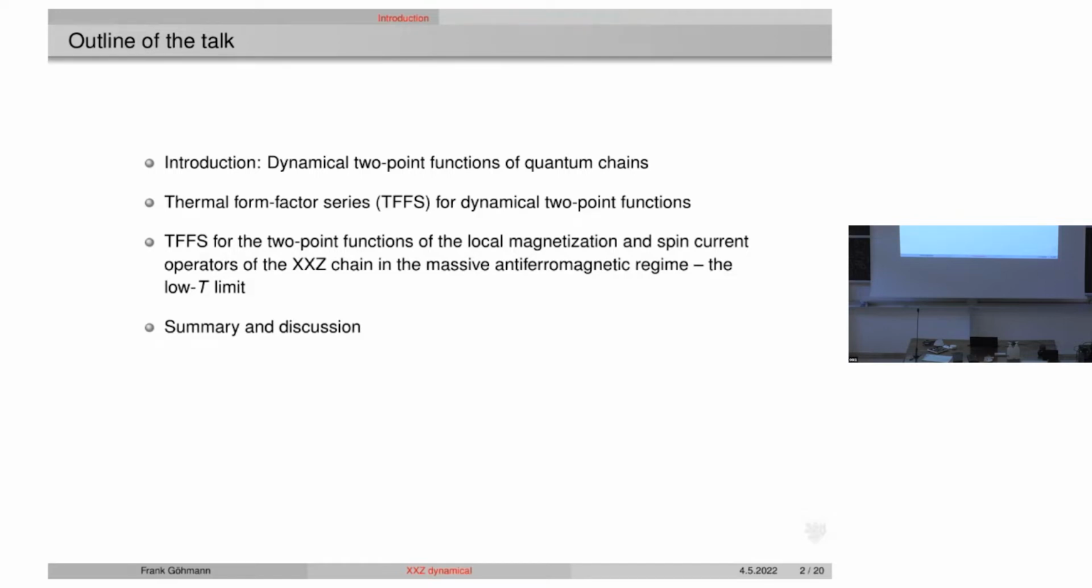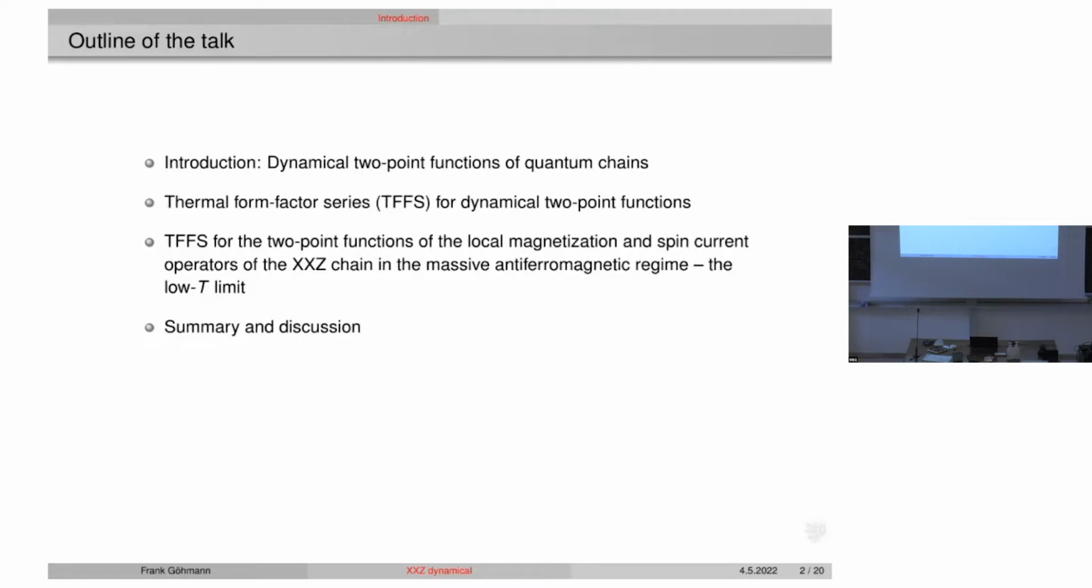introductory level with everything. Especially I've added a few slides at the beginning for those who are not working on quantum integrable systems, just to set up the stage and tell you what I'm interested in and why this might be interesting for other people. And then I'll explain our techniques, the thermal form factor series.